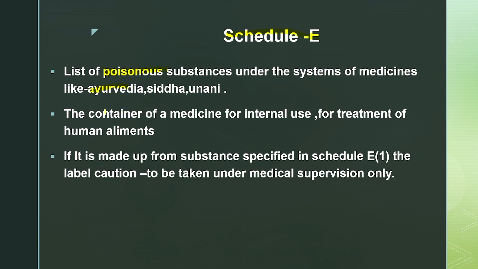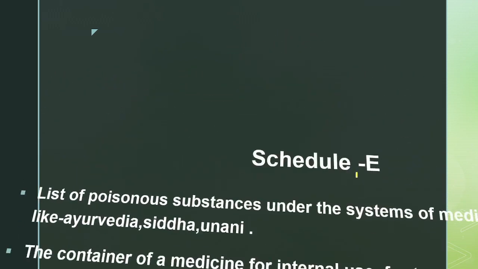Schedule E also mostly deals with the container of a medicine for internal use, for the treatment of human ailments. If it is made up of substances specified in schedule E1, the label must carry the caption: to be taken under medical supervision only. The drugs coming under schedule E must be taken under medical supervision, meaning a consultant doctor. Okay, this is about schedule E.